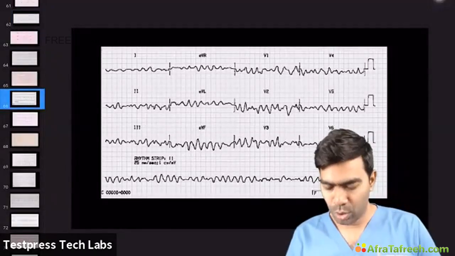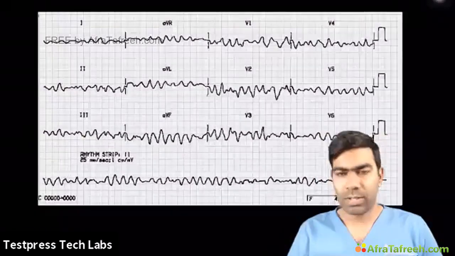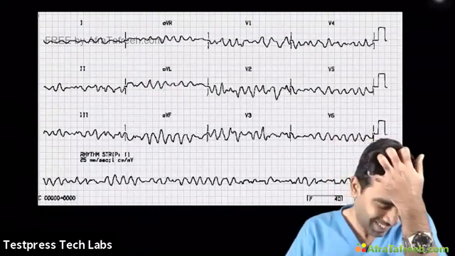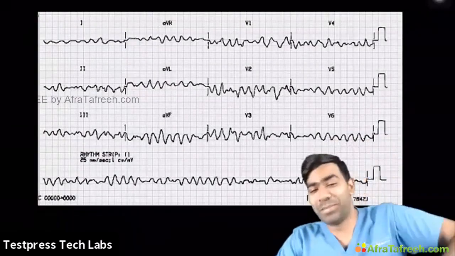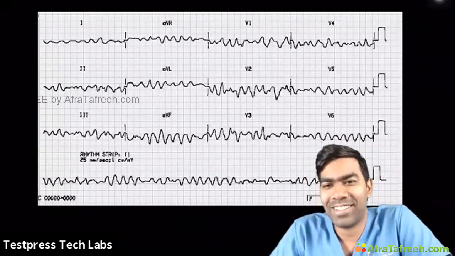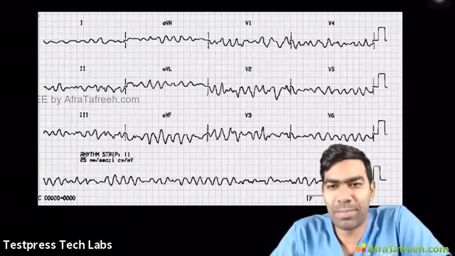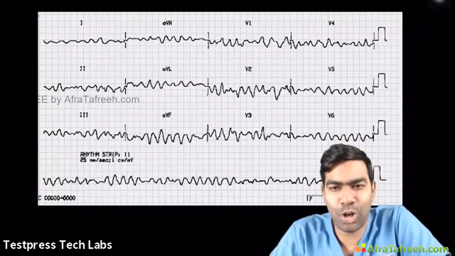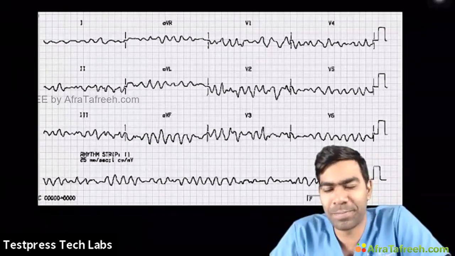Okay. Cool. So this is an AFib. I'm sorry. This is a VFib. Sorry, this is ventricular fibrillation. Clear? So this is a typical example of a VFib, and you should not misdiagnose this.